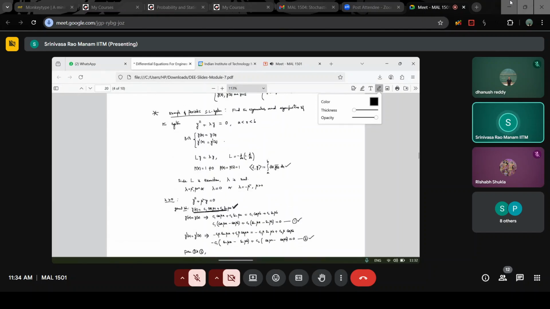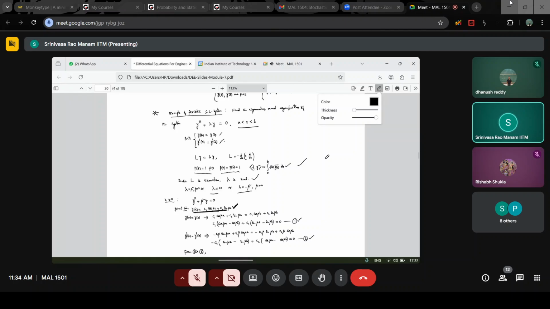So now we take the periodic system, let us say. A simple periodic system in the domain A to B: consider Y double dash plus lambda Y equals 0. I'm taking only one example. The periodicity is Y at A equals Y at B, Y dash at A equals Y dash at B. Identify what your P is. P is non-zero, P of A equals P of B equals 1, and in the dot product I identify Q is 0 here and W equals 1. And L is self-adjoint, so all eigenvalues are real.